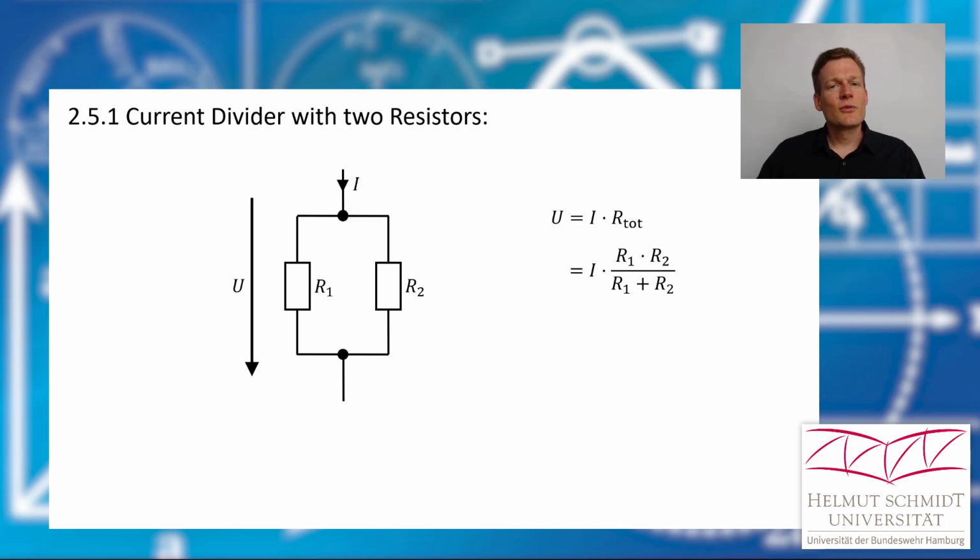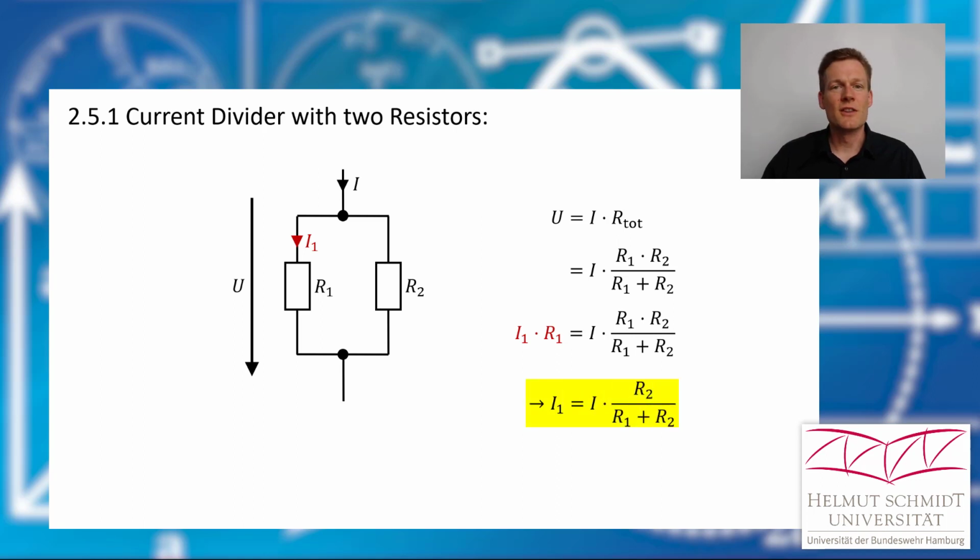And if we are interested in, for example, the current in the first resistor, then the voltage drop there will be the same, and we can express it with Ohm's law. And again, we can rearrange this equation. You see, we can shorten R1, and it leads us to this equation.